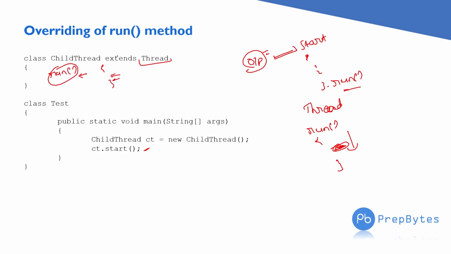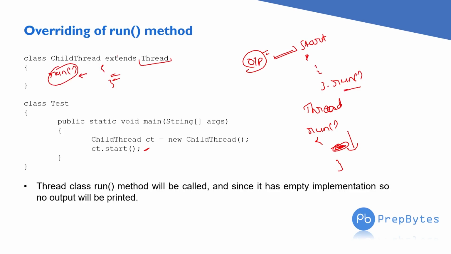So this was overriding of the run method. What will happen if you do not override the run method? No error will come, but no output will come either. You need to override the run method. The Thread class run method will be called and it has an empty implementation, so no output will be printed. It is as simple as that.